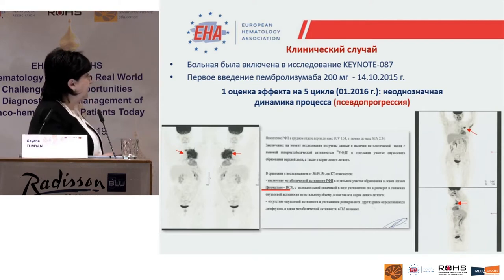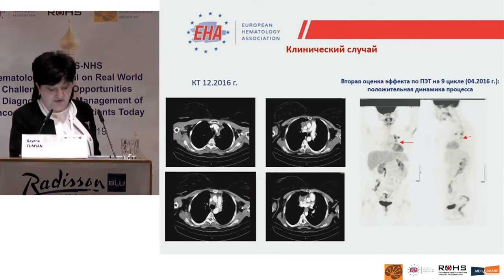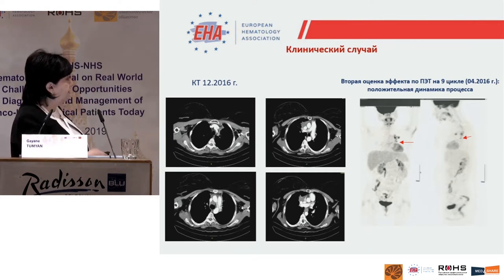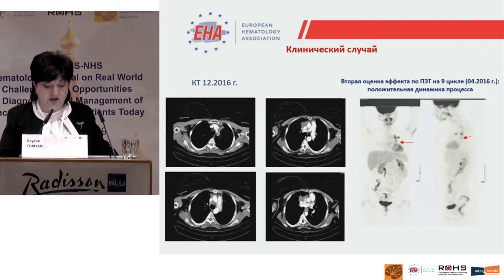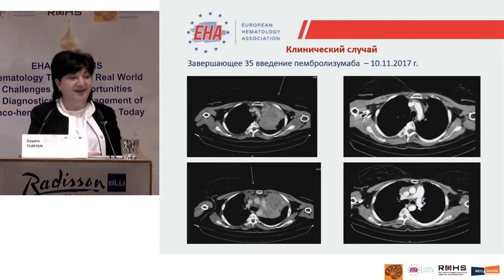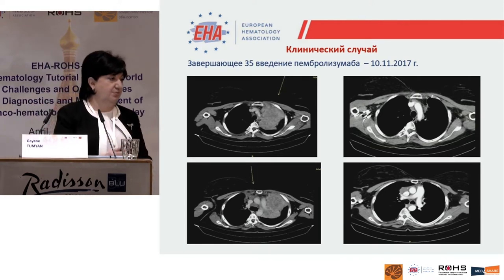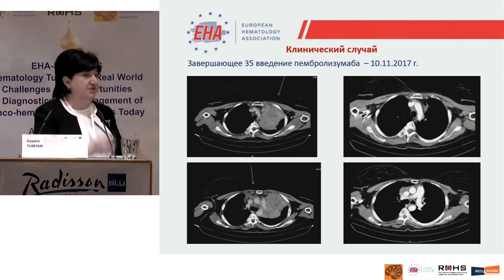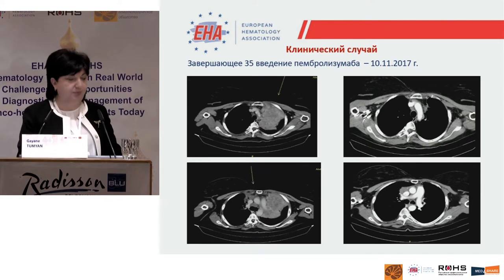В новых критериях при использовании ингибиторов иммунных чекпоинтов есть такое понятие, как неопределенный ответ. Мы продолжаем пембролизумаб, и на 9-м цикле видим выраженную положительную динамику: снижение интенсивности свечения и уменьшение очагов в легочной ткани. Дальше мы больную лечим до ноября 2017 года: 2 года терапии, 35 введений пембролизумаба. Мы ни разу введение не пропустили. Это говорит о том, что у нас не было серьезной токсичности, ни гематологической, ни органной, которая привела бы к остановке.